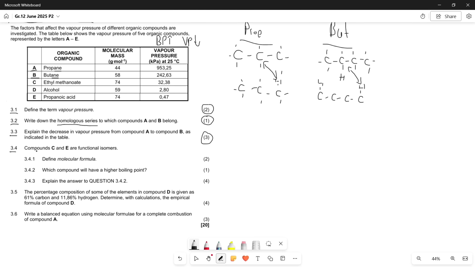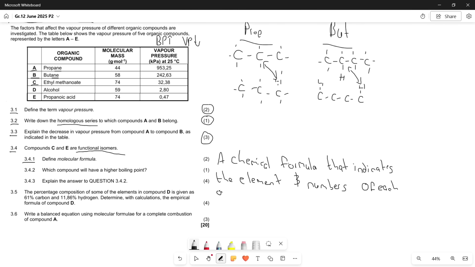And then 3.4 over here says compounds C and E are functional isomers. 3.4.1 says define molecular formula. So this is just a definition on our definition sheet, and molecular formula is a chemical formula that indicates the element and numbers of each of the atoms in a molecule. So this is also an all or nothing question, and we just earned 2 marks over there. But a molecular formula is something like C3H8, for example. It is this grouping where we can see the amount of each of the atoms in the molecule. So this is just something to keep in mind, and one of the definitions on our definition sheet.